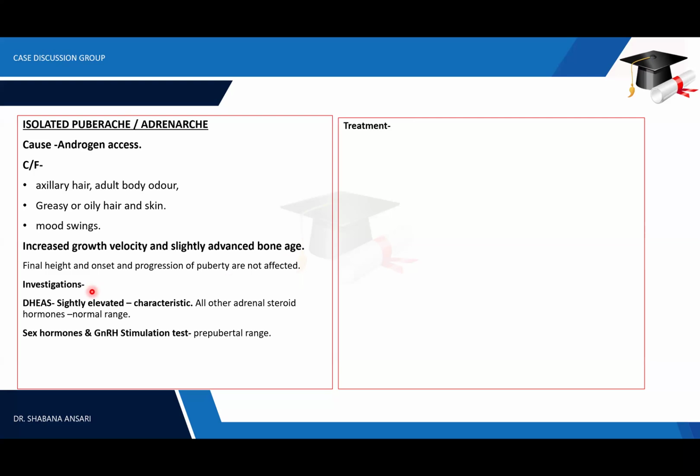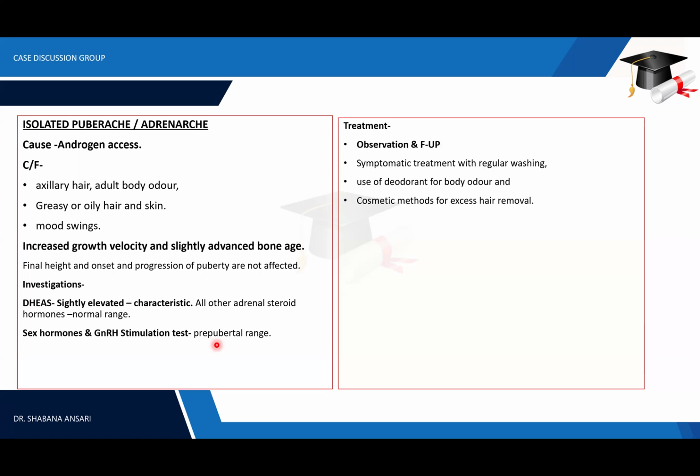What investigations? Like you said, if we are suspecting any adrenal tumor, because it can be due to androgen excess, we can do the dehydroepiandrosterone sulfate. It may sometimes be slightly elevated, but all other adrenal steroid hormones will be in the normal range. We can go for sex hormones and GnRH stimulation test, and this will be in the prepubertal range.